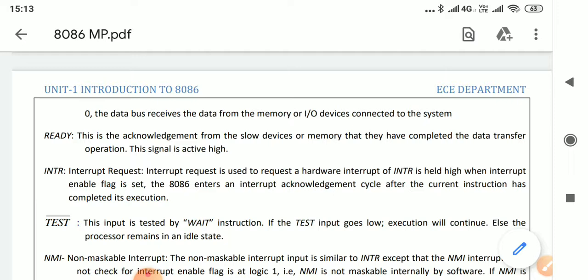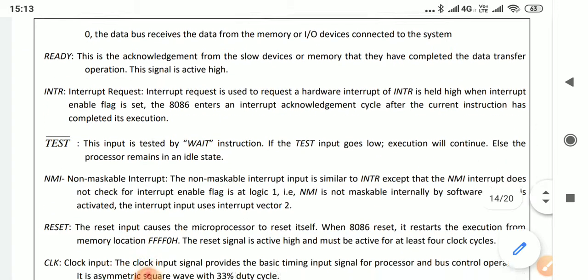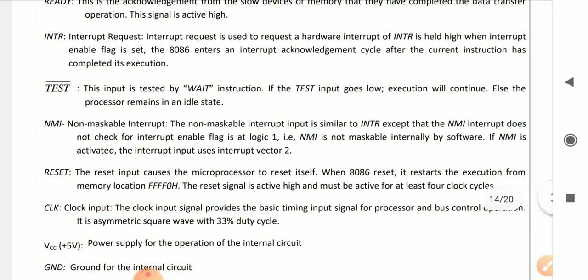NMI, non-maskable interrupt. If this pin is set to logic 1, non-maskable interrupts are acknowledged. Reset: the reset pin causes the microprocessor to reset itself. When the 8086 resets, it restarts the execution from the memory location FFFF0H, basically top to bottom.